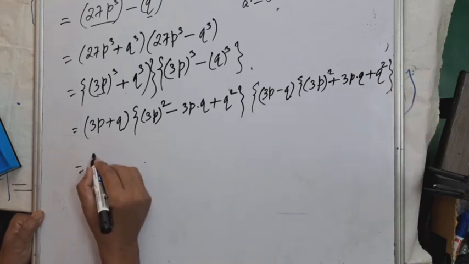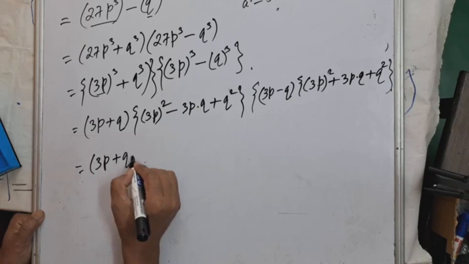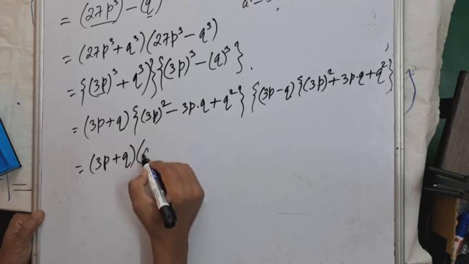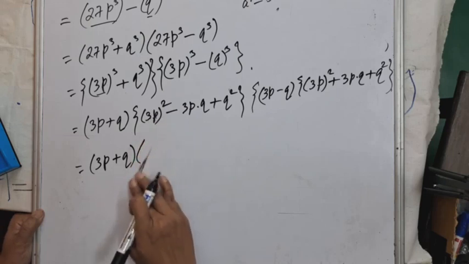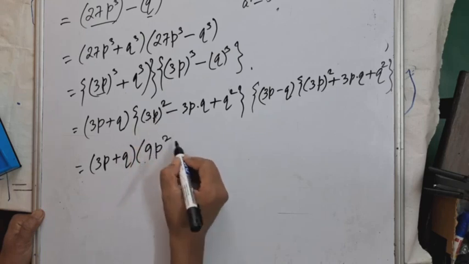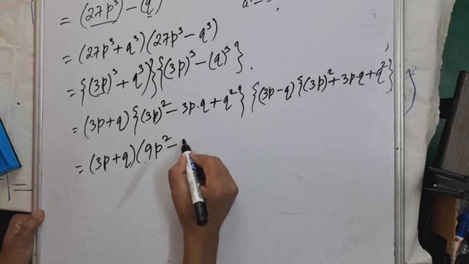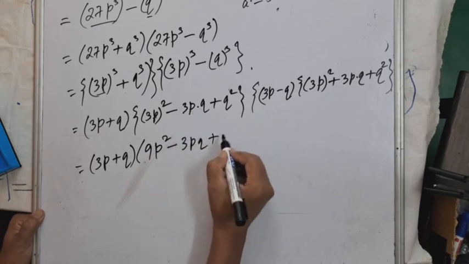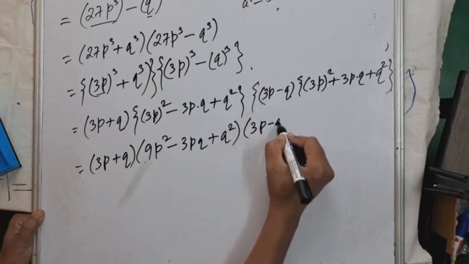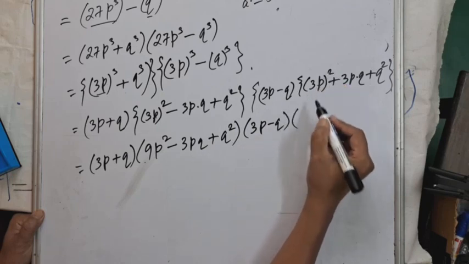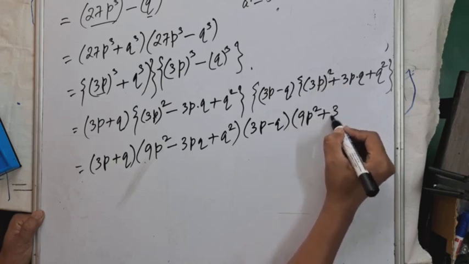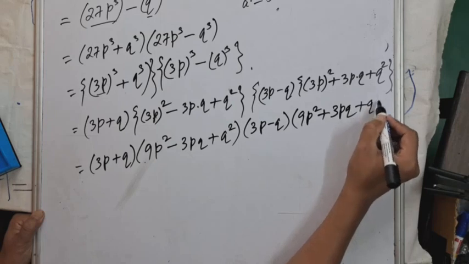This is 3p plus q, okay. This 3p whole square, isn't it? So 3 squared is 9, p squared is p squared, minus 3 into p into q is 3pq, plus q squared, isn't it? Again we have 3p minus q, and then 3 squared is 9, p squared is p squared, plus 3pq plus q squared, isn't it?